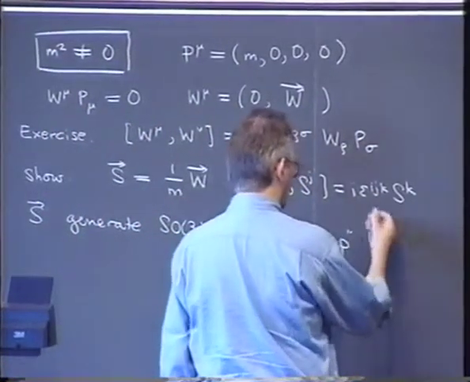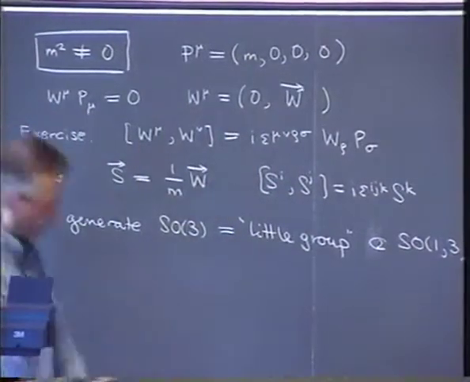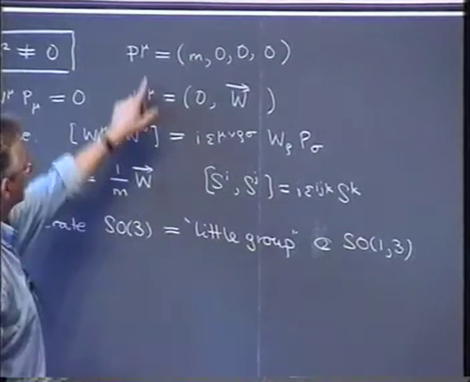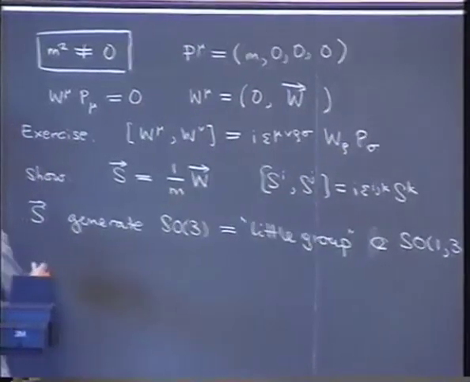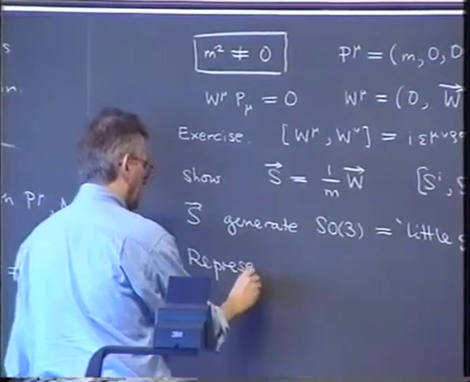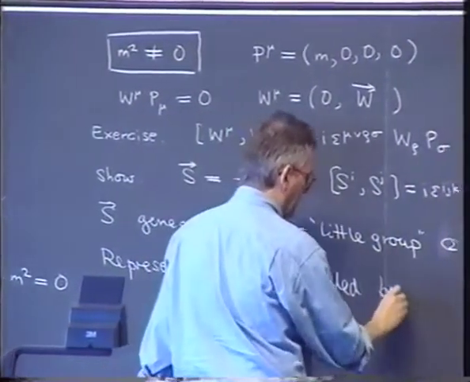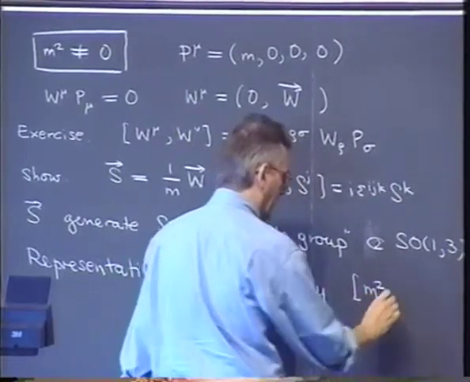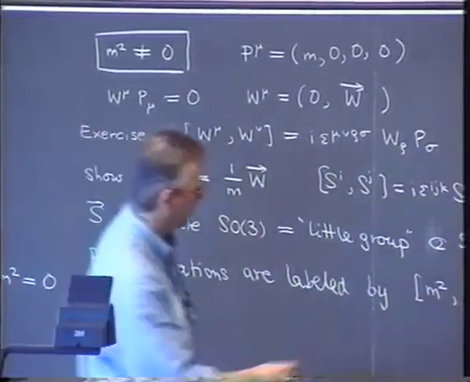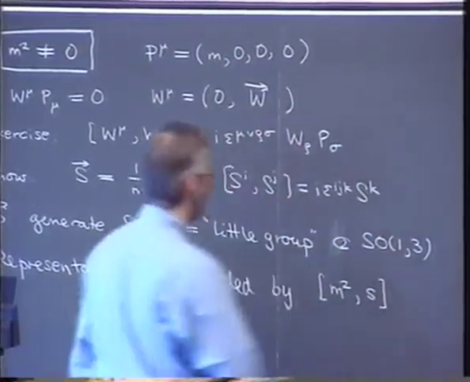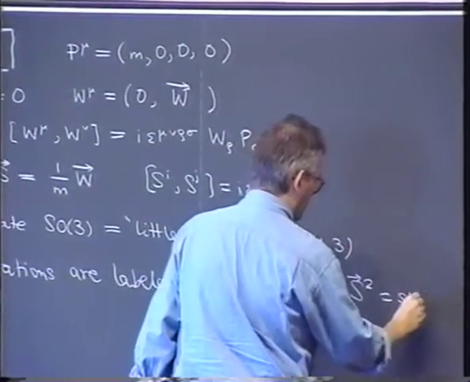Leaves invariant. So this is a subgroup of that subgroup of the Lorentz group that leaves invariant this vector. So we now know how to classify the states or the representations. They are labeled by two numbers, namely m squared. That's one number, and the other number is the spin of the state, total spin S, where of course S squared on the state is equal to S times S plus 1.